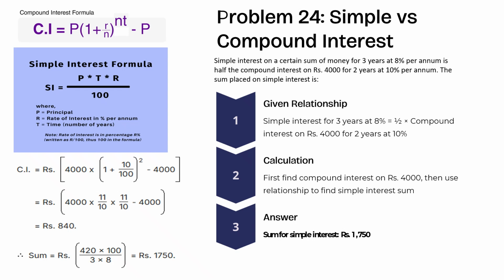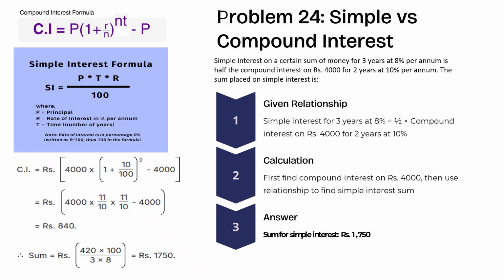If we simplify this, 11 by 10 will come. So 4,000 into 11 by 10 into 11 by 10 minus 4,000. If we simplify this, the answer will come 840. So this is the compound interest of the given problem.